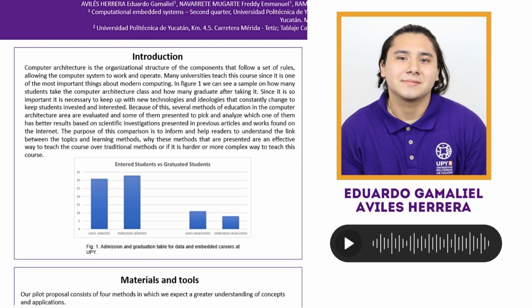The computer architecture subject is a very important tool that allows the students to understand the organization of the components that are responsible for the computer system working. Because it is so important, teaching it must be done as well as possible. We're going to present some methods of teaching and then evaluate them in order to pick the one that performs better according to previous investigations and articles found on the internet.